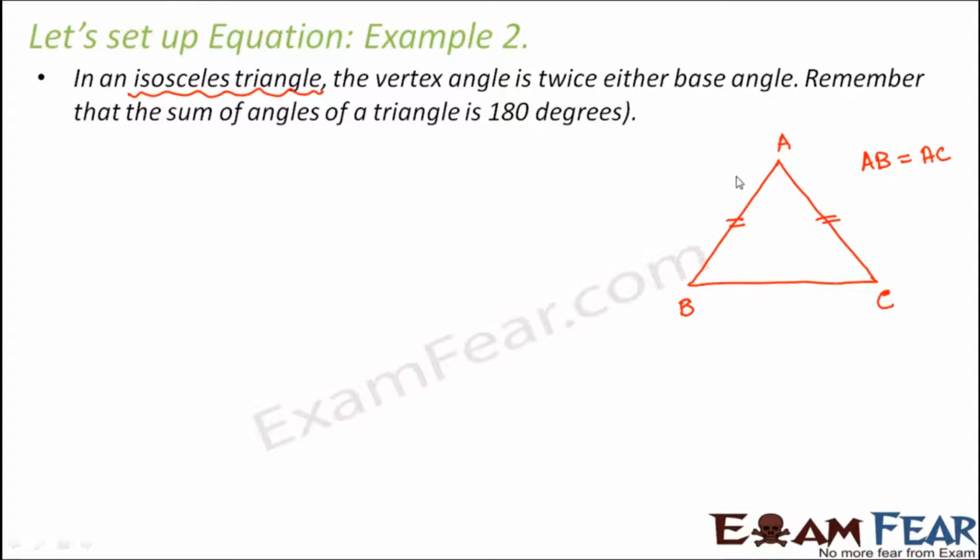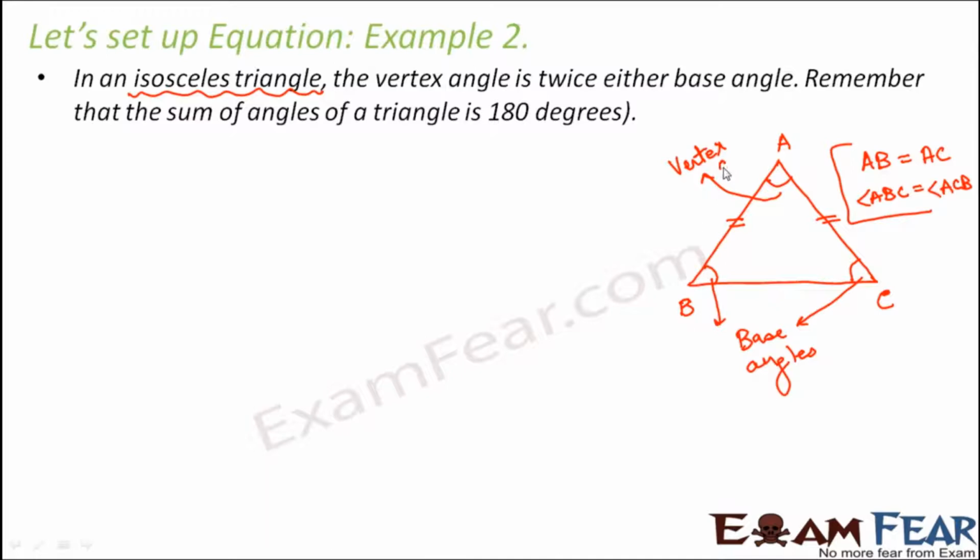So in an isosceles triangle, two sides are equal. Now these two angles are also equal. That is, angle ABC is equal to angle ACB. So these are the properties of an isosceles triangle. Now these two angles are called the base angles because they are located at the base, and this angle, the third remaining angle, is called the vertex angle. Clear? So now we understand what is base angle and what is vertex angle in an isosceles triangle.